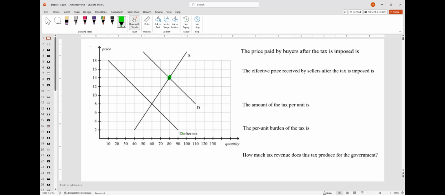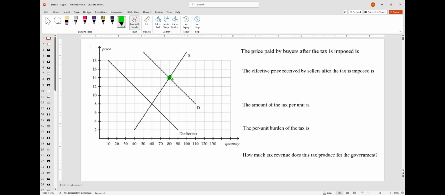And then we're told that there's a demand after tax, so that means that the tax must be placed on the buyers of the product, and that shifted their willingness to pay downward. So for 80 units, they're willing to pay 4, but then they have to actually pay 14 because that's the amount of the tax. So the distance between these two curves is the amount of the tax.